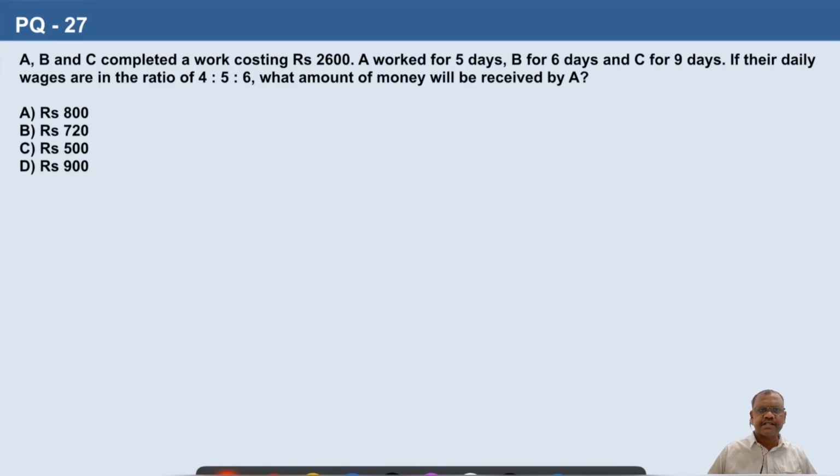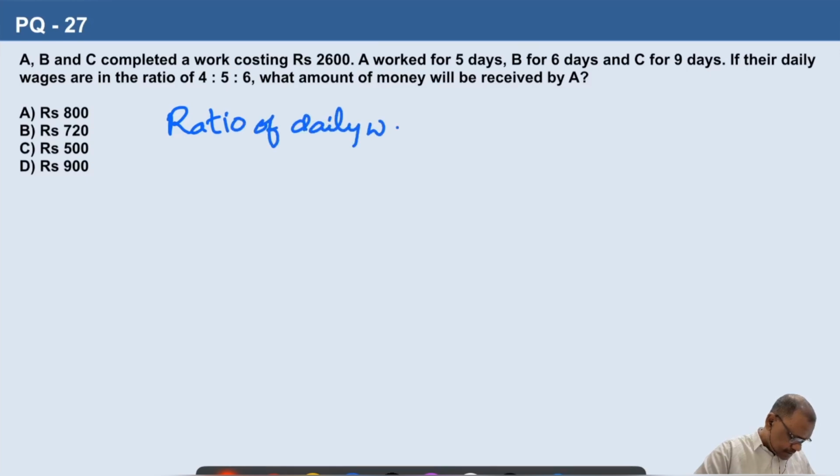Question number 27. A, B and C completed a work costing rupees 2600. A worked for 5 days, B for 6 days and C for 9 days. If their daily wages are in the ratio of 4:5:6, what amount of money will be received by A? So the ratio of daily wages is 4:5:6.